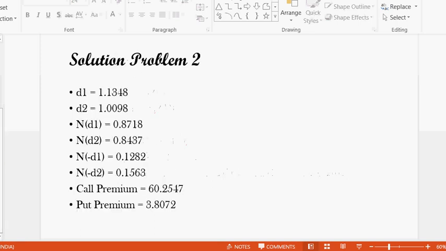So if you do that, these are the solutions that you will get. You can check if you get the same values that are given here.